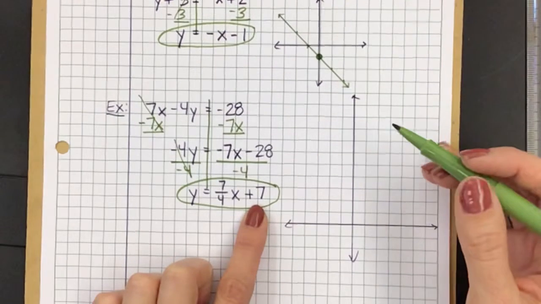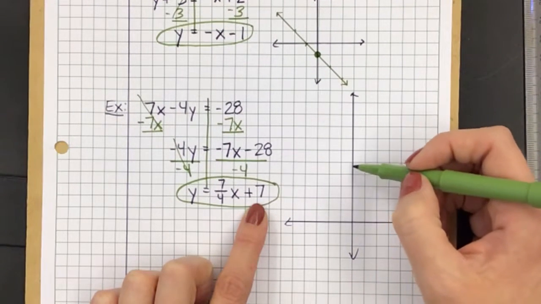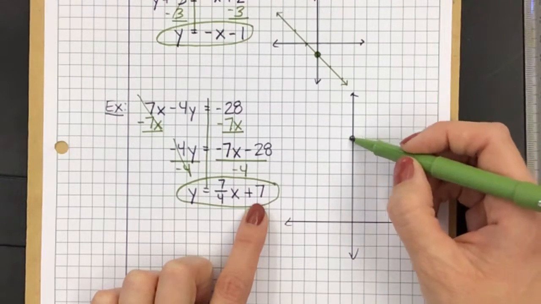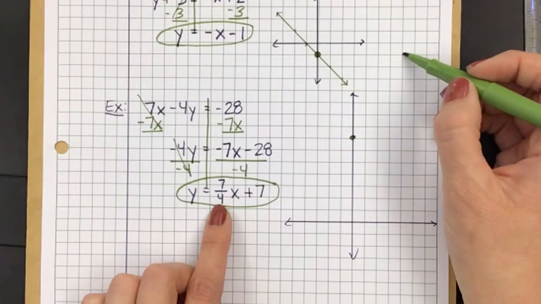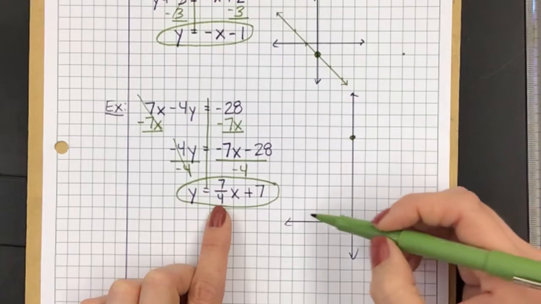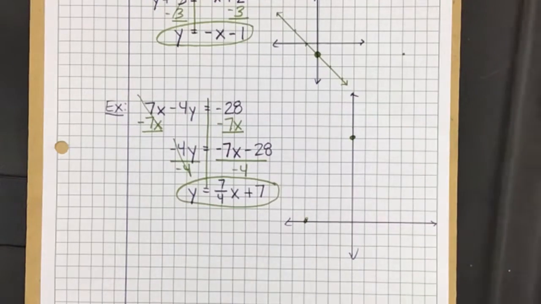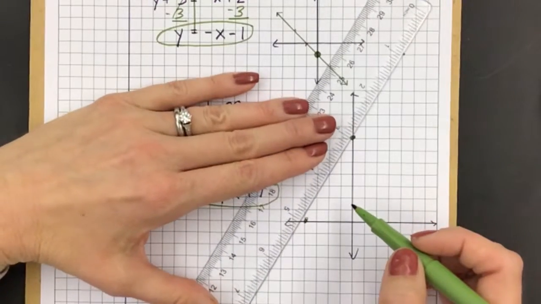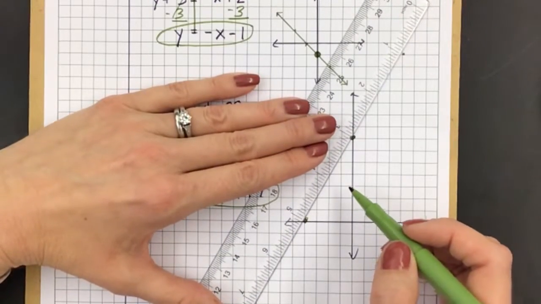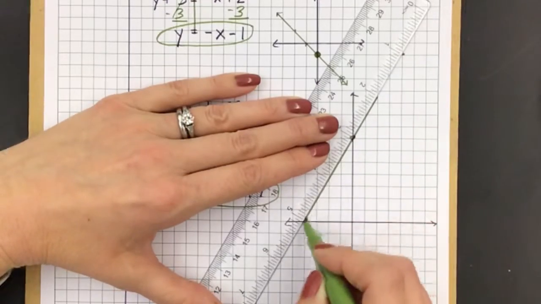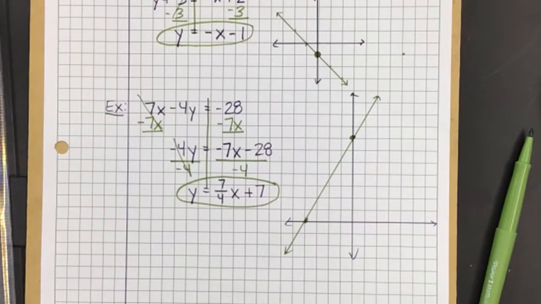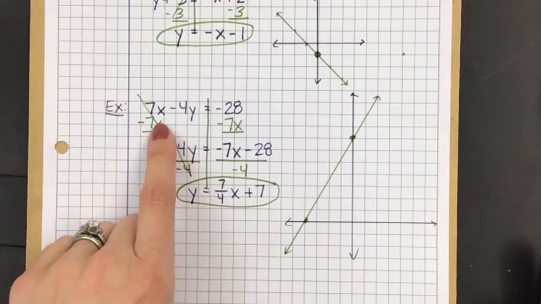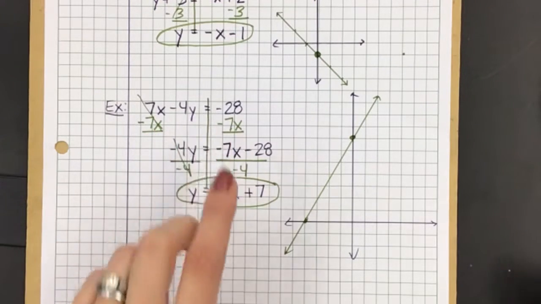So my y-intercept is 7. 1, 2, 3, 4, 5, 6, 7. My slope is 7/4, so I'm going to go up 1, 2, 3, 4, 5, 6, 7 over 1, 2, 3, 4. Now that's like way out there, so I'm going to backtrack and put another point the other way too. Okay. So here's my line. It would have been really challenging to try to graph a point when the equation's in this form.